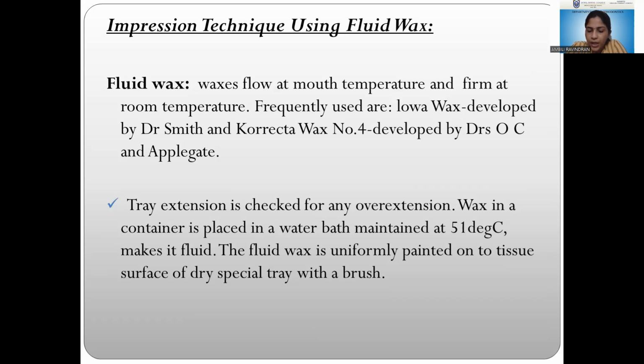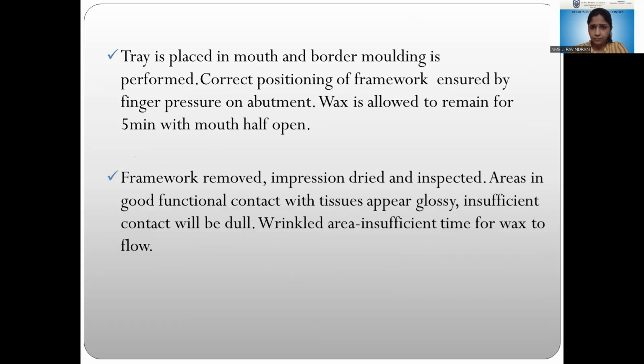So once the tray extensions are confirmed, the wax should be placed in a water bath of 51 degrees Celsius to make it fluid, and we'll be carefully painting that on the tissue surface of the dry special tray, and we will place it in the patient's mouth. We'll ask the patient to do the border molding movement, and it should remain in the mouth for 5 minutes. Once that is done, we should remove the framework along with this special tray with the impression, and we should check for the accuracy.